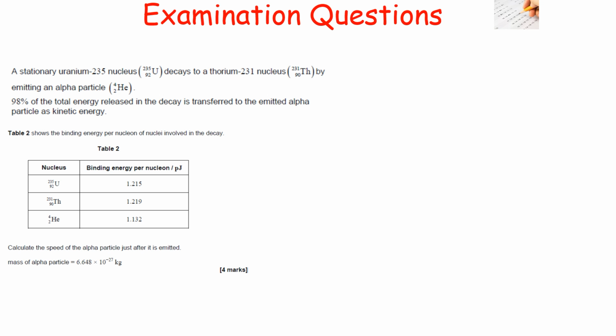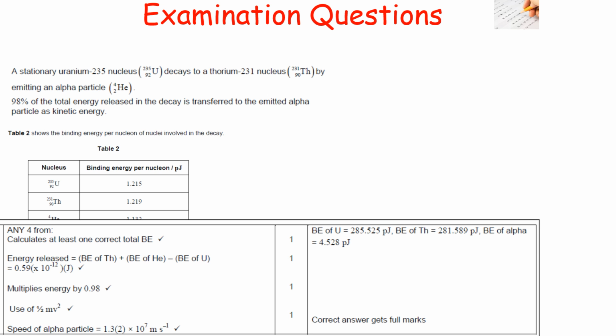Well, it's important that you can work out the energy released in this particular process. So what we know is we start off with uranium, and we're producing thorium, and we're producing helium in this particular question because we're producing the alpha particle, which is helium. So what we would say is the energy released is equal to the binding energy of the thorium plus the binding energy of the helium minus the binding energy of the uranium.